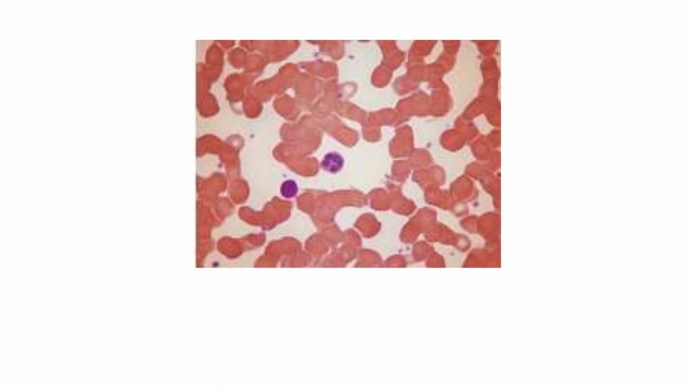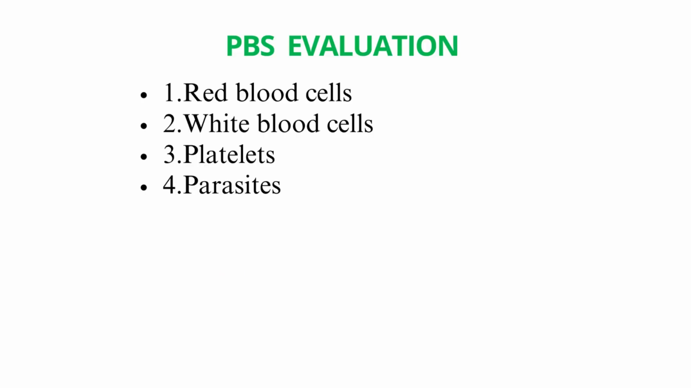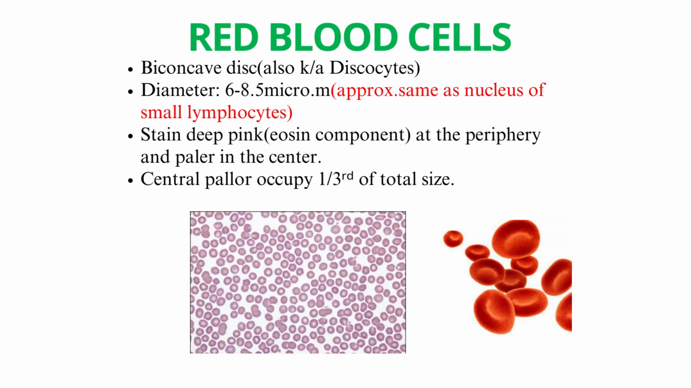comment on their morphology. Now coming to PBS evaluation, we want to see what is the situation with RBCs, WBCs, platelets, and if at all there are any parasites. Now coming to RBCs, what are RBCs?